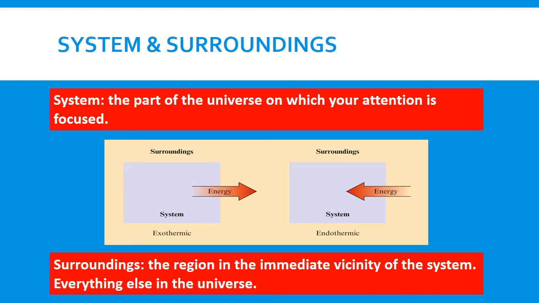So in an exothermic reaction, the system loses energy to the surroundings. In an endothermic reaction, the system gains energy from the surroundings.